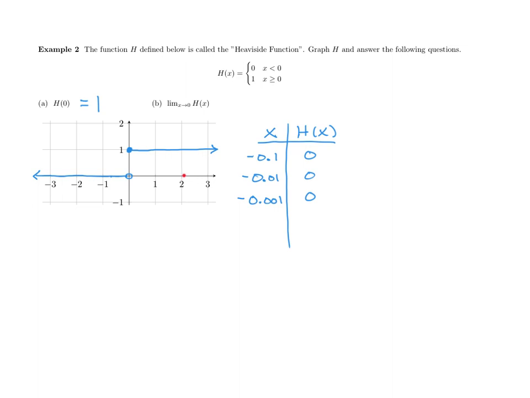But we can also check this side too as we approach 0, but with positive numbers. So we could check, well, how about 0.1 or 0.01 or 0.001? These are all getting closer to 0, but only from the right. This time, we're using this portion of the definition, and we always get 1. So this is 1, this is 1, and this is 1. So something odd is happening here.